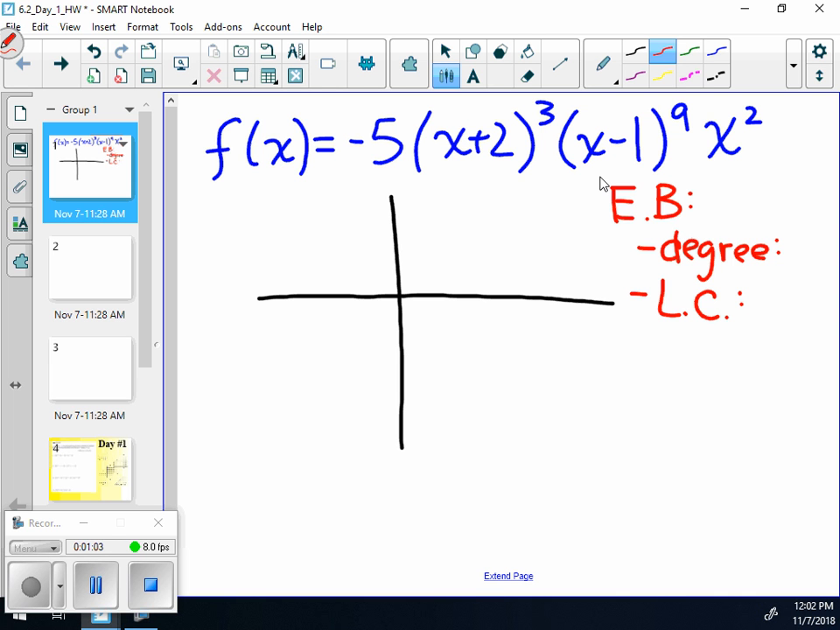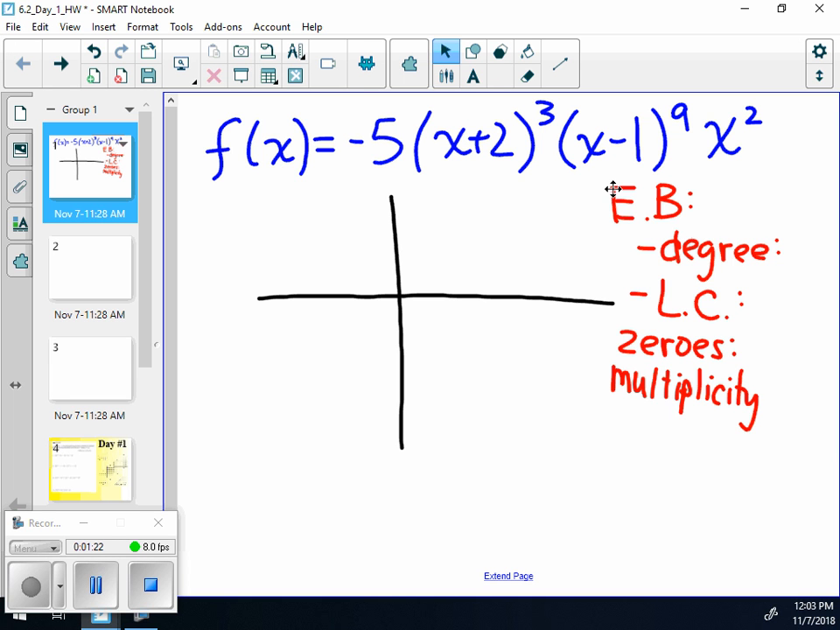And then thinking back to what we did yesterday, some other useful pieces of information might be the zeros of your function, and then the multiplicity that corresponds to these zeros. So I will pause while I let you finish off that problem.